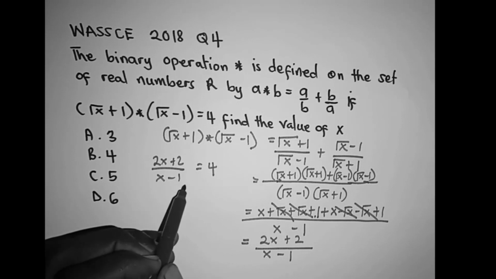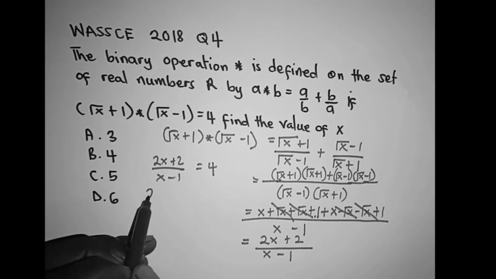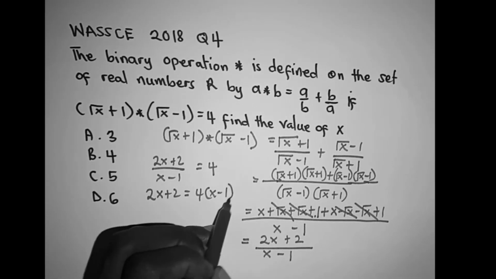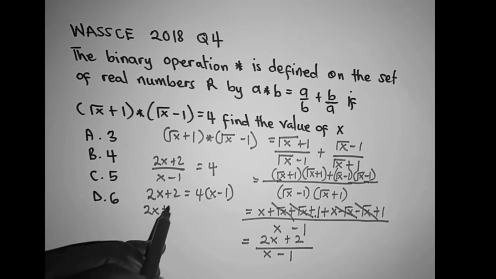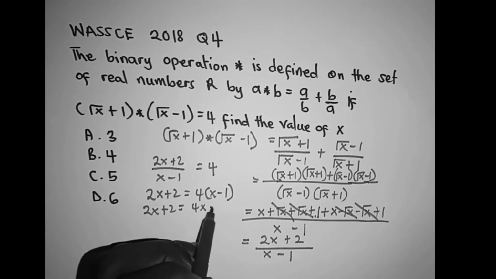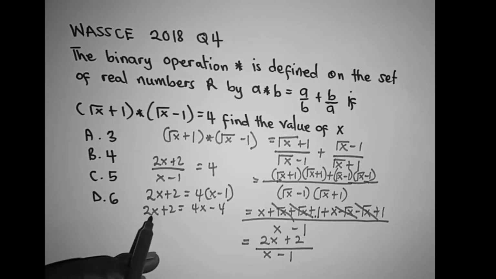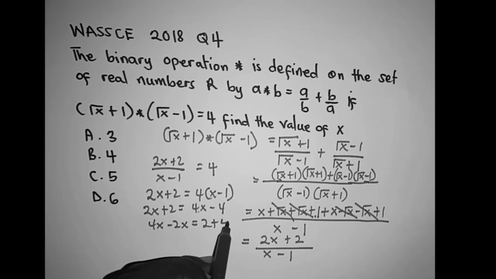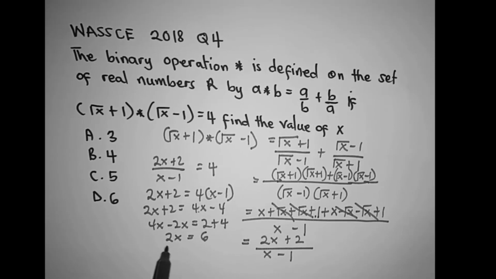So we multiply both sides by x minus 1. When we do that, we will be left with 2x plus 2 equals 4 times x minus 1. We then expand: 2x plus 2 equals 4x minus 4. Then we group like terms. We bring 2x here and we take 4x there. So 4x minus 2x equals 2 plus 4. 4x minus 2x is 2x equals 2 plus 4 is 6. Divide both sides by 2. And then x is equal to 3. So x equal to 3 is the final result.